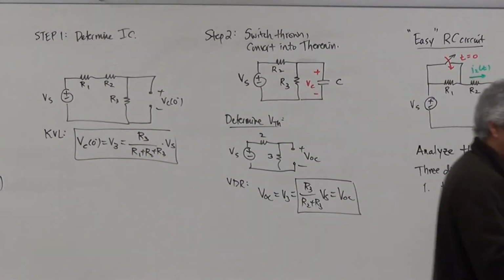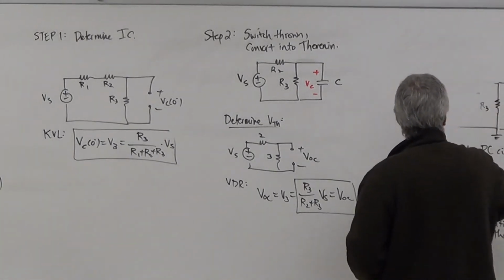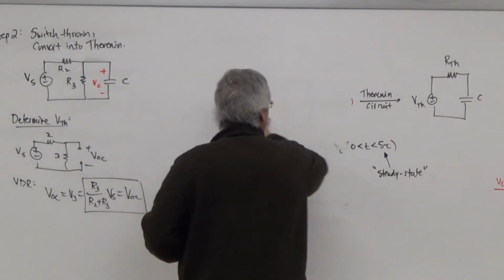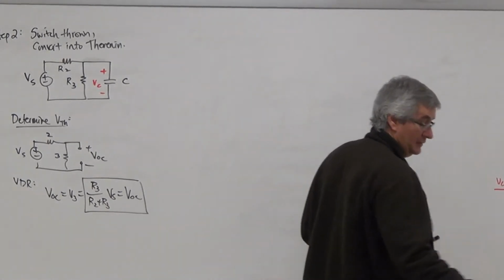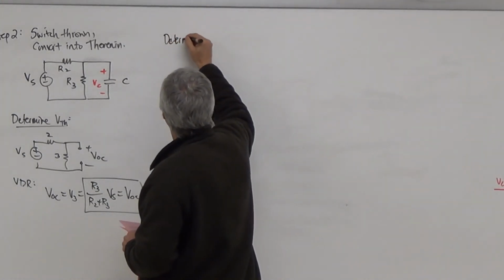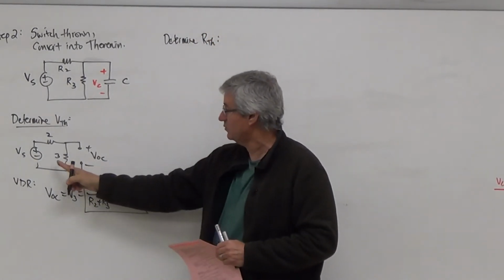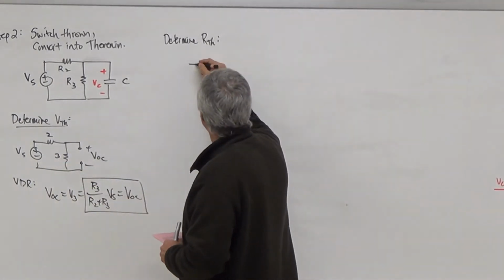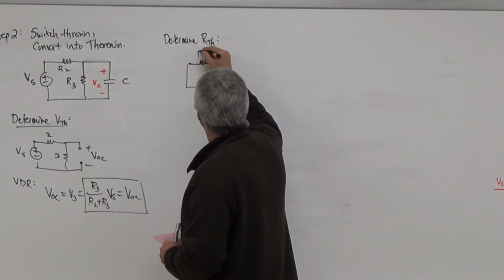And now, what I'm going to do here is calculate the Thevenin resistance. In this case, this is a fairly nice circuit. So if I'm going to determine RTH, well, what am I going to do to that circuit? Well, I remove the load. I'm going to short out the voltage source. So if I short out the voltage source, I get this.